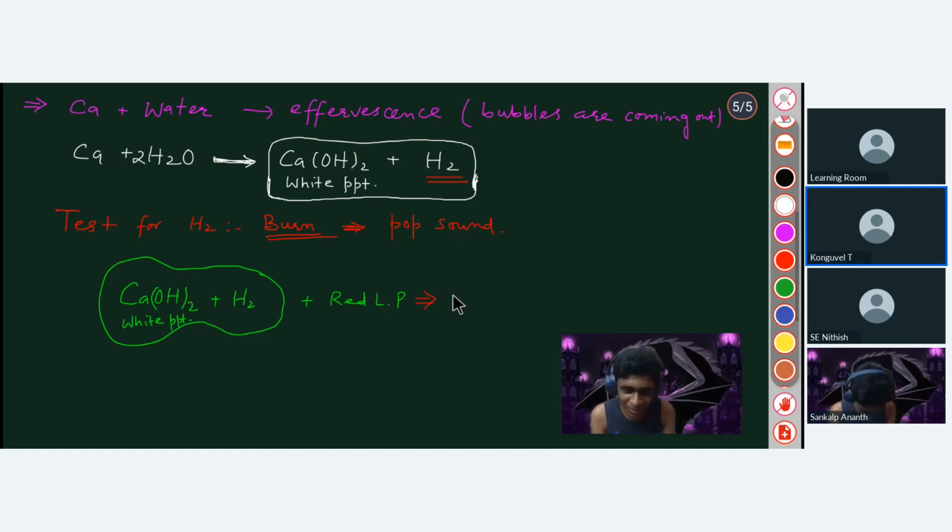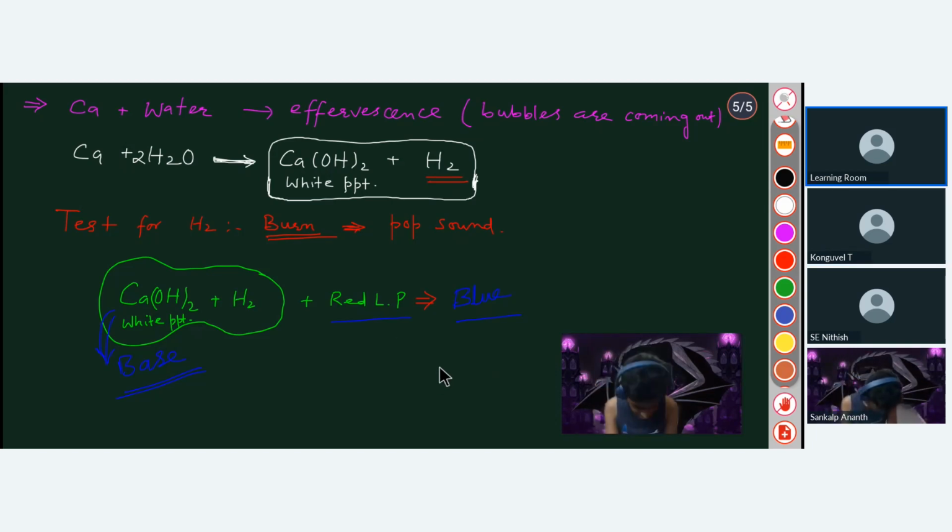Because this mixture is a base. Calcium hydroxide is what? Is it acid or base? It's a base. Exactly. When you have a hydroxide, it is basically a base, and a base will change red litmus paper to blue. This is very, very important. If you have any acidic solution and you put blue litmus paper, it will turn red. Got it now? Yes, sir.